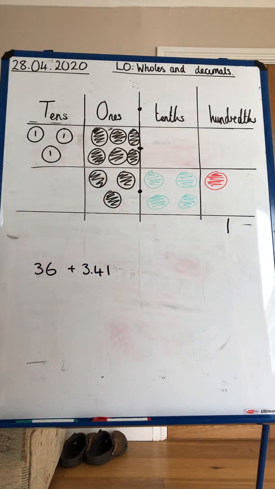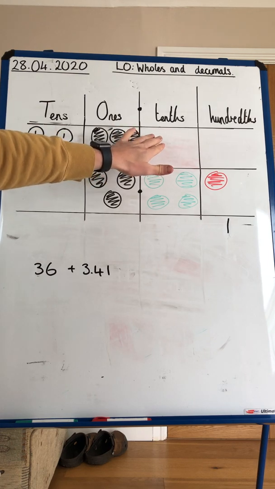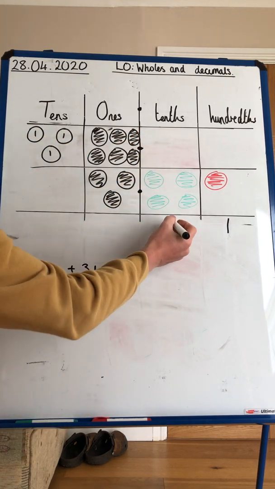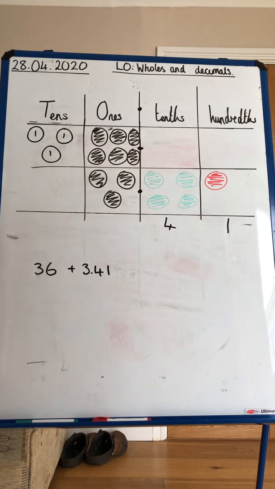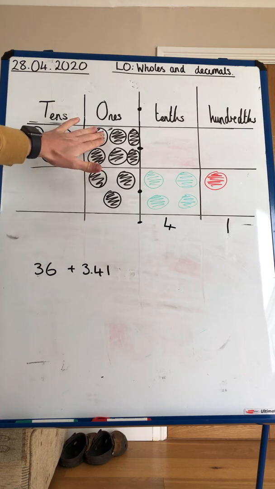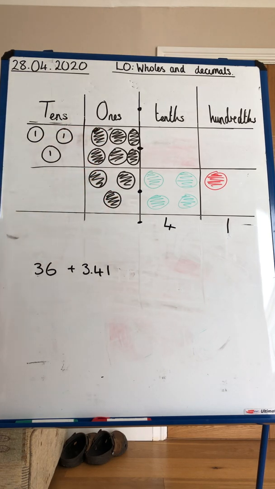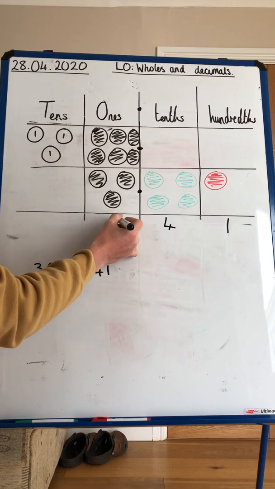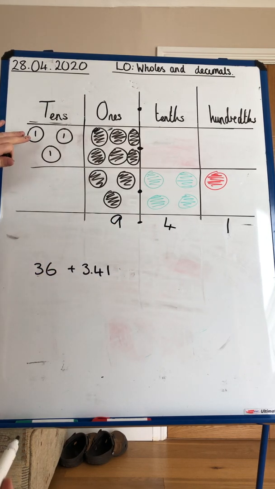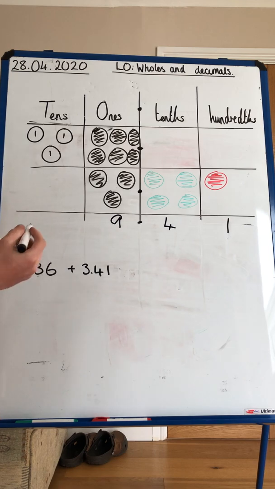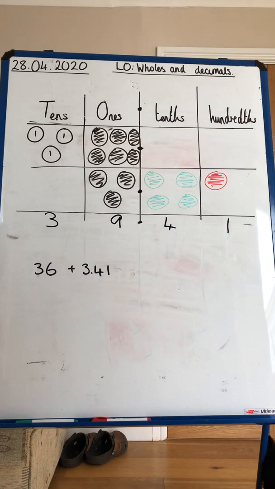Okay. And likewise, in the tenths column, we don't have anything in the top row here. So 0 tenths add 4 tenths is going to be 4 tenths. Now we move on to the ones column. We have 6 lots of 1 here and 3 lots of 1 there. So 6 add 3 is 9. And in the tens column, we have 3 add 0. So 3 add 0 is 3. Okay, so our answer to 36 add 3.41 is 39.41.